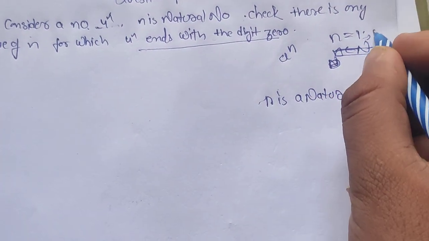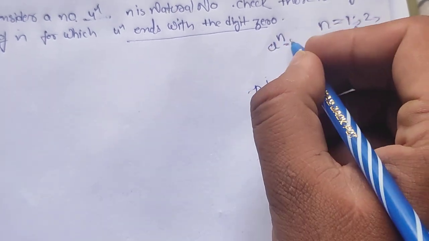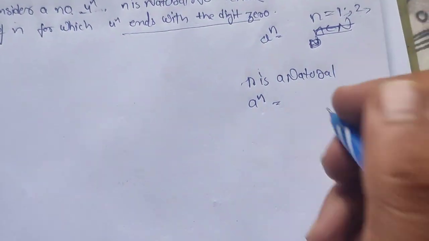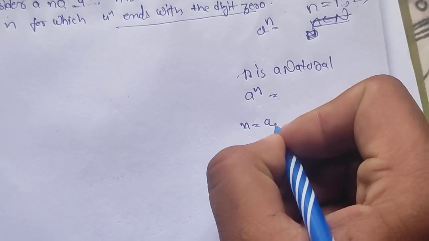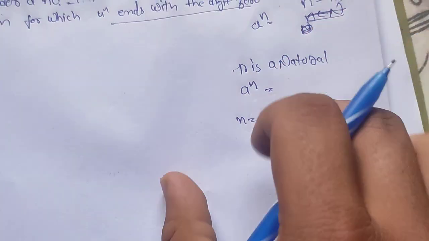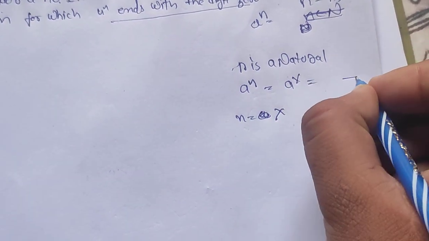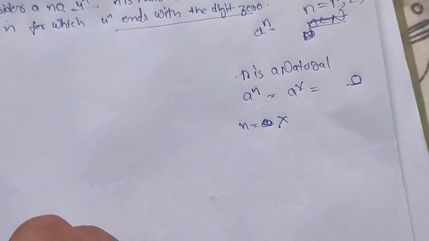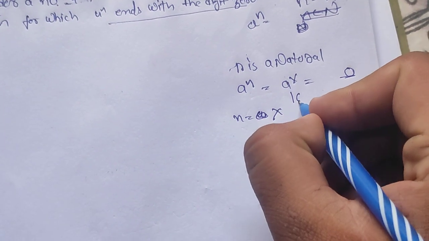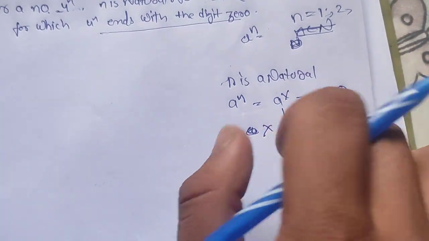So like 1, 2, 3. For a to the power n, for any value of n, say n is equal to x, a to the power x has the unit digit 0. Okay, this was the answer. For example, this value is 10, so the unit digit is 0.